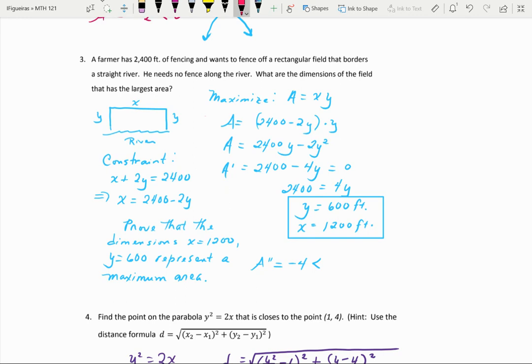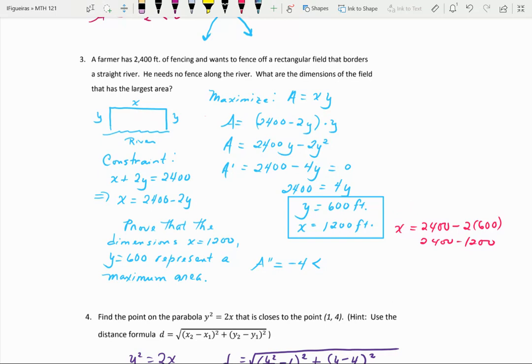And remember, set the first derivative equal to 0 to find critical points, which are your potential extrema. So you get 2,400 equals 4y, divide by 4, y is equal to 600 feet. Okay, but we need dimensions, which means I need the x and y values. So I know that y is equal to 600. Remember, x was defined to be 2,400 minus 2y. So x is equal to 2,400 minus 2 times 600. That's 2,400 minus 1,200. So you get that x is 1,200.